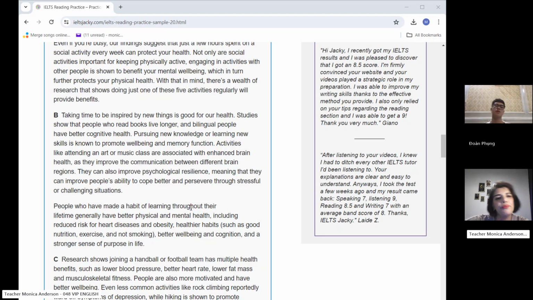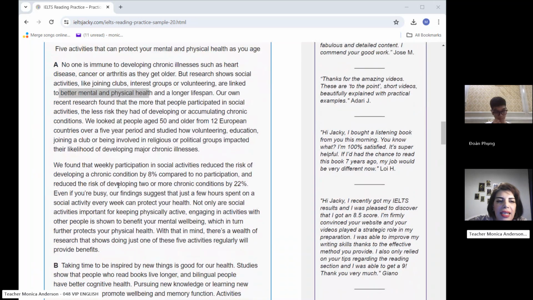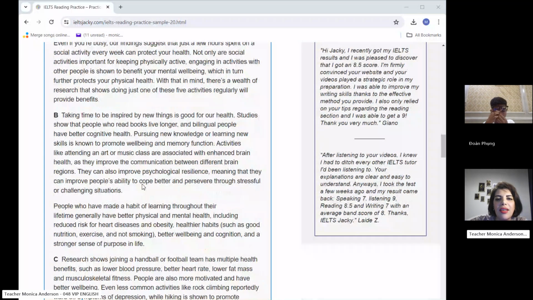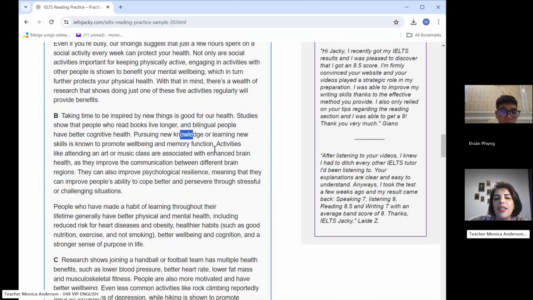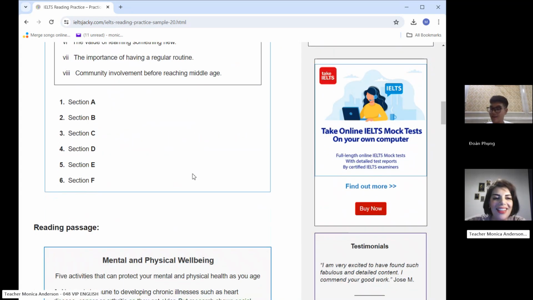Wow. So, let's see. Which one? Just let me, about the first one. Okay, so just underline the keywords: studies, read books, bilingual, cognitive health, so knowledge, learning. Check and tell me which one. I think the value of learning something new. Good job. You see, that's really easy. Okay. The next one.